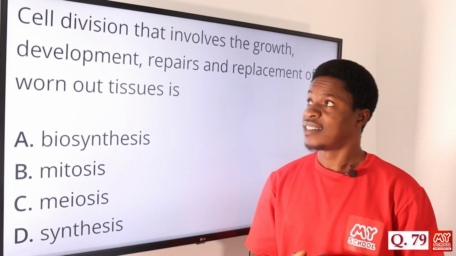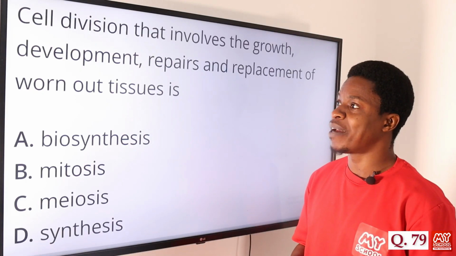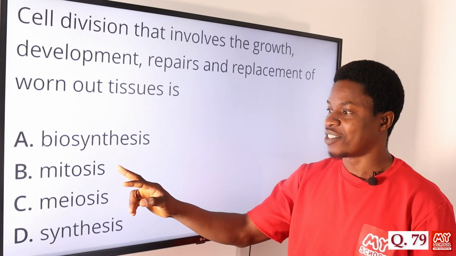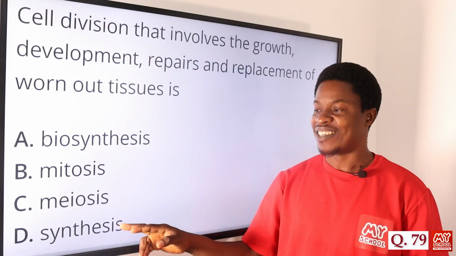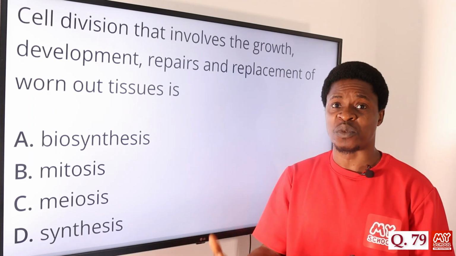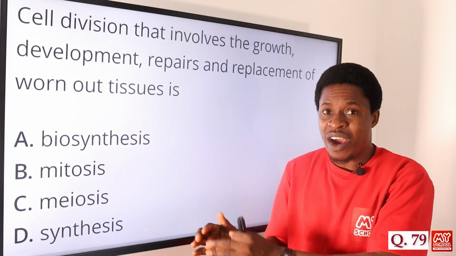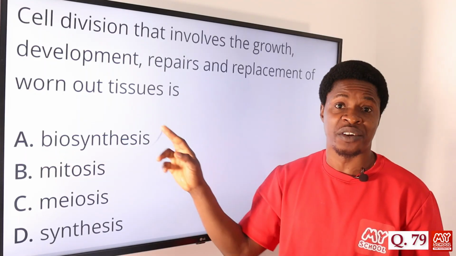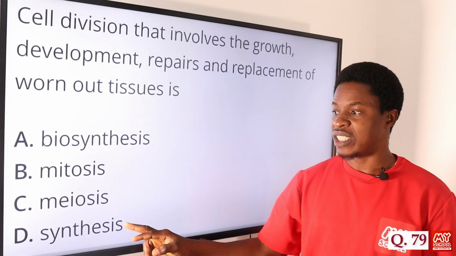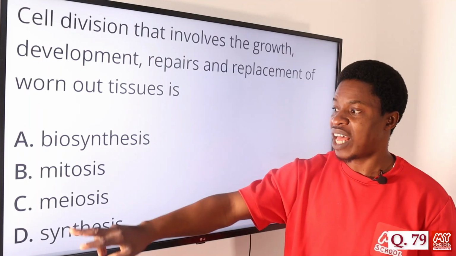Question number 79. Cell division that involves the growth, development, repairs, and replacement of worn-out tissue is referred to as what? We have biosynthesis, we have mitosis, we have meiosis, we have synthesis. Synthesis and biosynthesis, of course, they are alike. The only difference between them is both of them are processes that have to do with the production of larger compounds from smaller or more elementary ones. But biosynthesis usually takes place in living organisms. So it is not option A, it is not option D. Both of them are eliminated. So we are left with mitosis and meiosis.